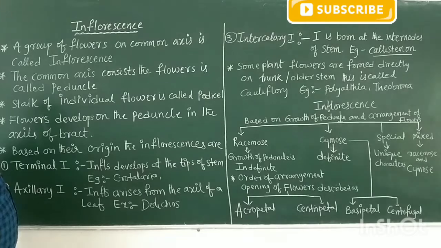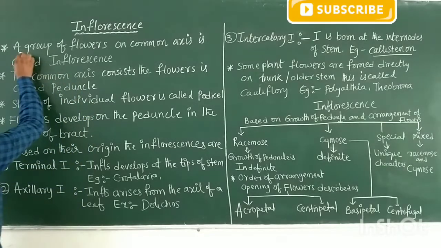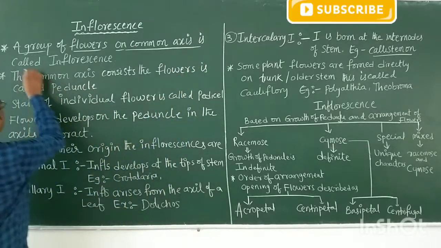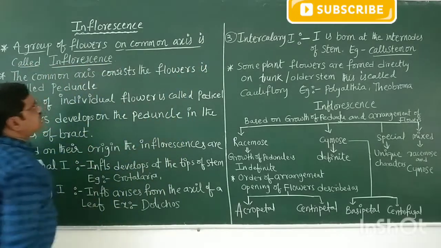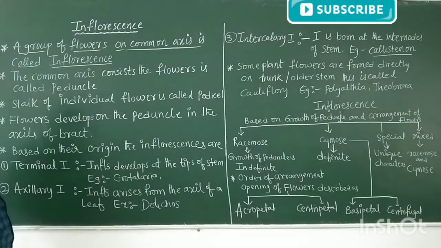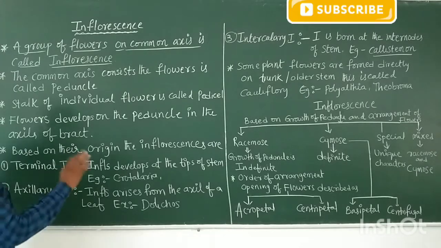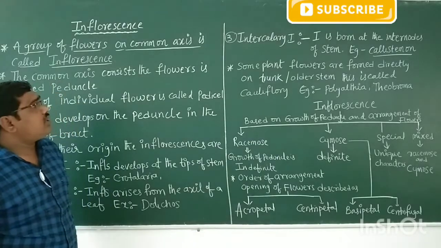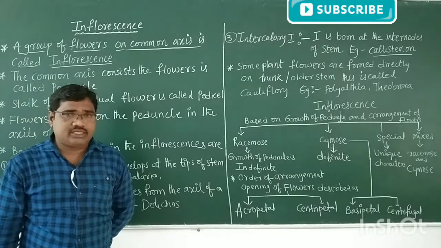What is the definition of the inflorescence? A group of flowers on a common axis is called inflorescence. This is the definition of inflorescence: a group of flowers on the common axis is called inflorescence.